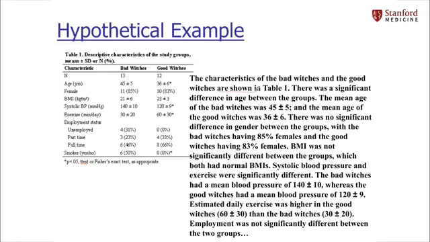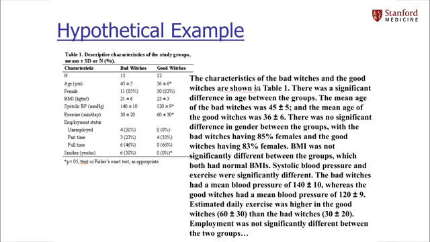And then the writer launches into a reading out of the table. The mean age of the bad witches was 45 plus or minus 5, and the mean age of the good witches was 36 plus or minus 6. Then the author tells us that gender was similar between the groups, with 85% female in the bad witches and 83% female in the good witches. And then the writer moves on to present the exact numbers for BMI, blood pressure, and so on.